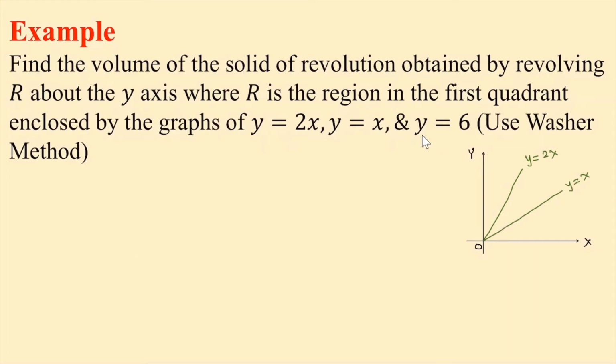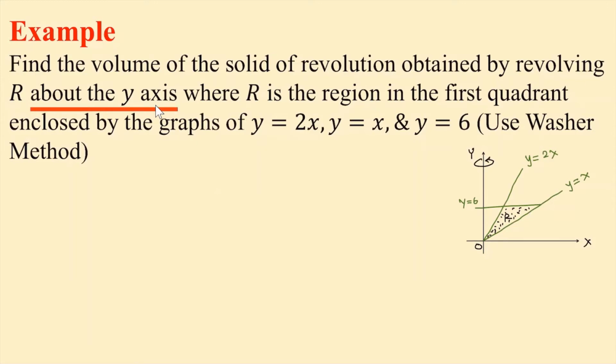And the other one is y equal to 6, which is a horizontal line. So this is y equal to 6. So the region R is this triangular region. This is the triangular region R. And we are revolving this region R about the y-axis. Okay, so let's indicate that we are revolving the region about the y-axis.